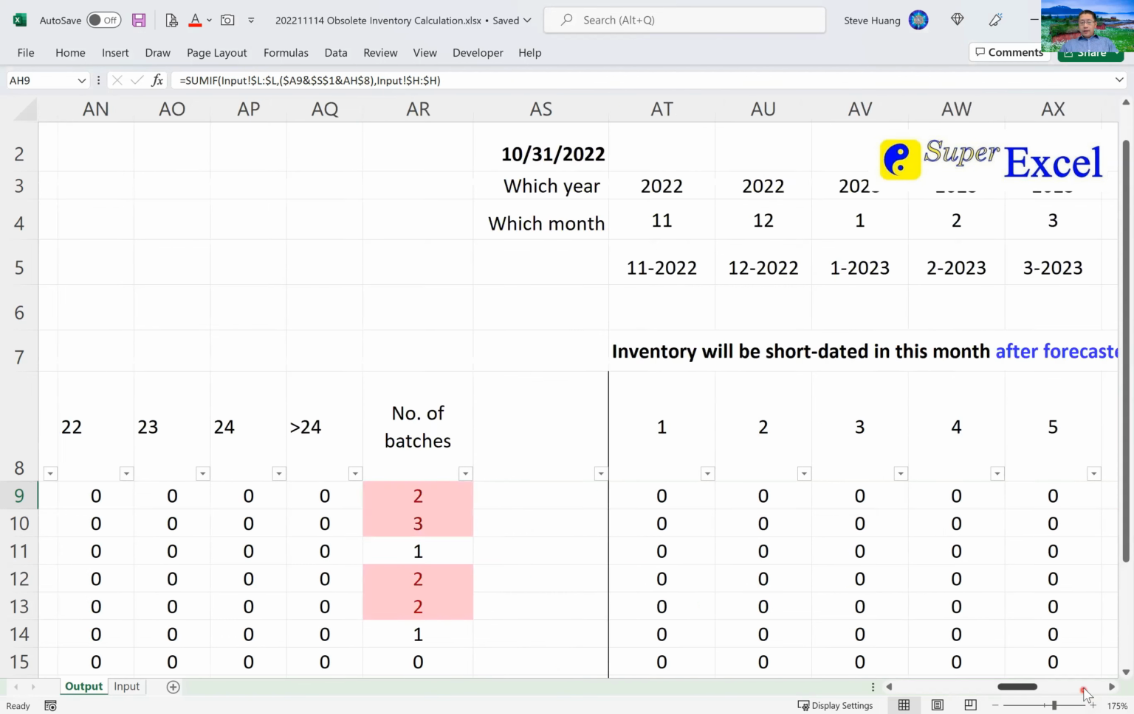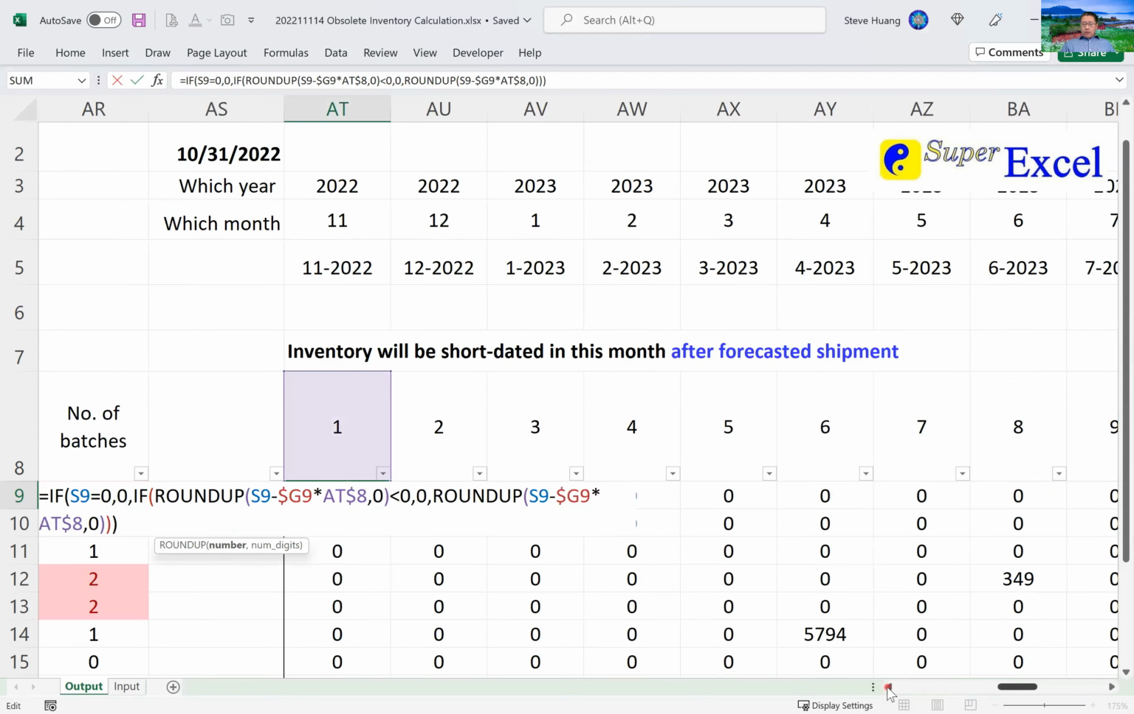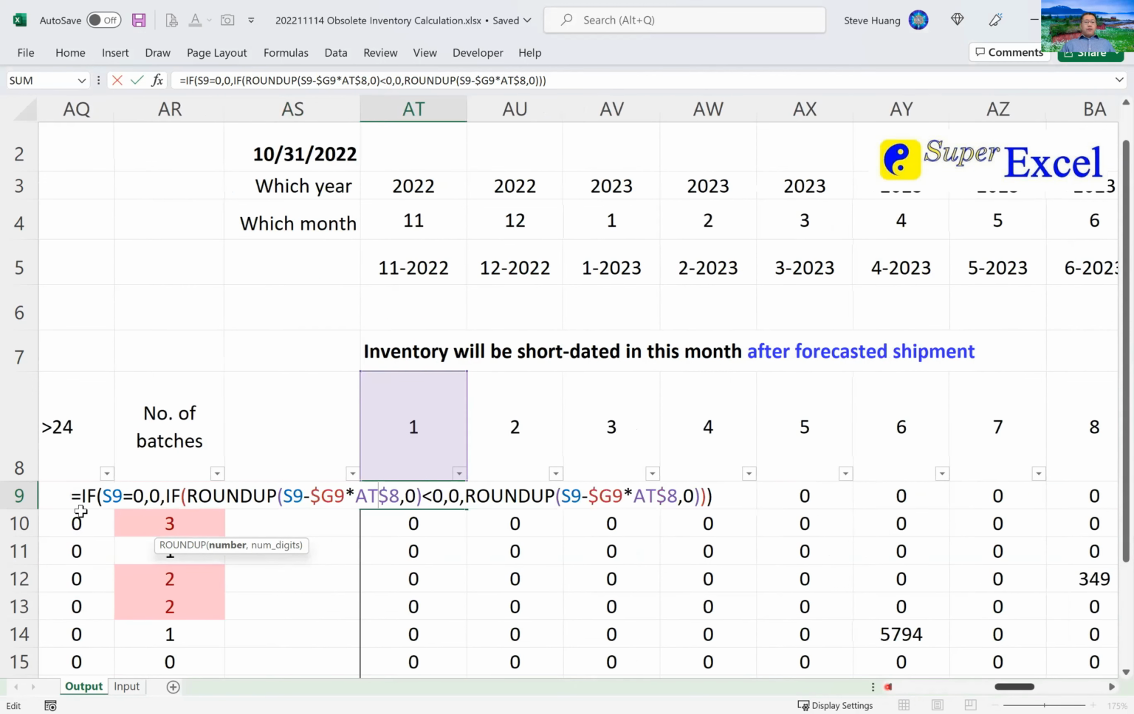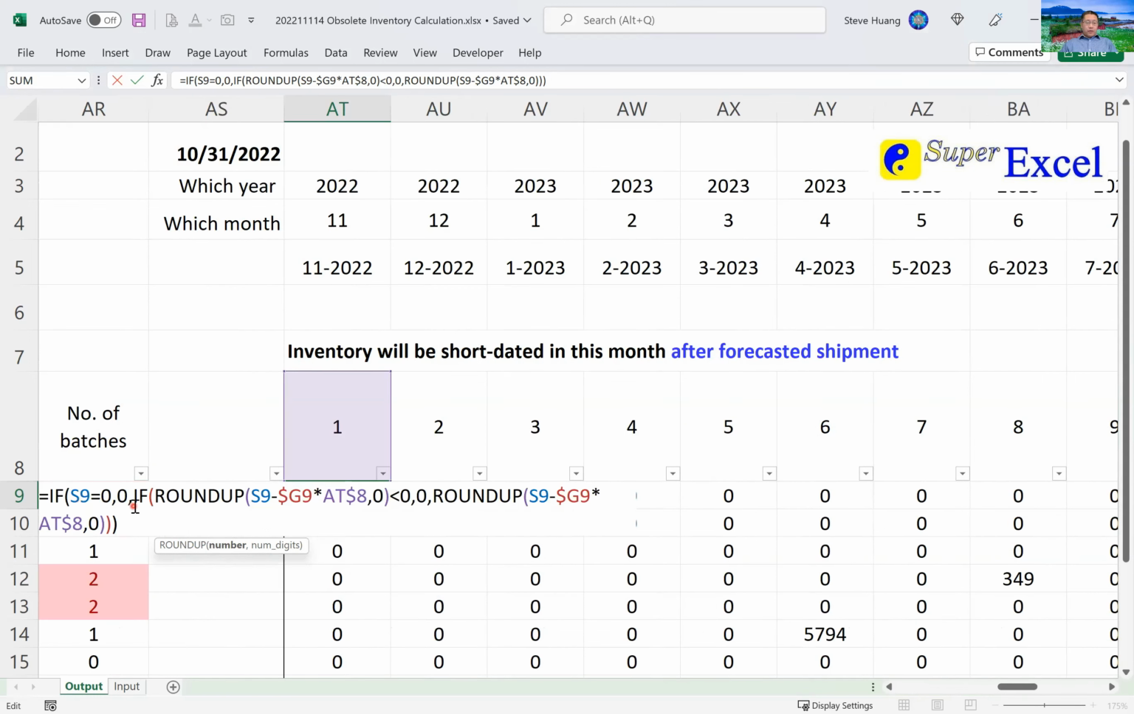So her formula is to look at, let's review this. If S9 equals 0, then give me 0. What's S9? S9 is the amount of inventory in that corresponding month, which is the first month, that would be short dated. If S9 is 0, we'll say 0. Apparently, if there was no inventory to be short dated in that month, regardless of whether you ship out anything or not, you would not have anything to be short dated.